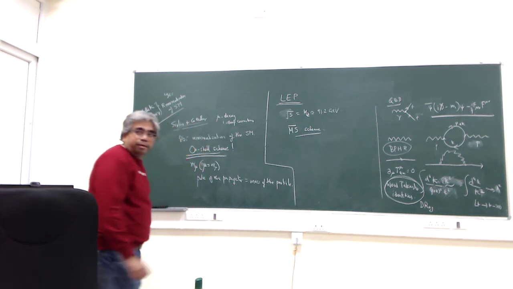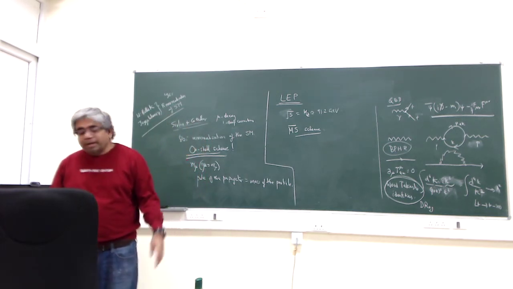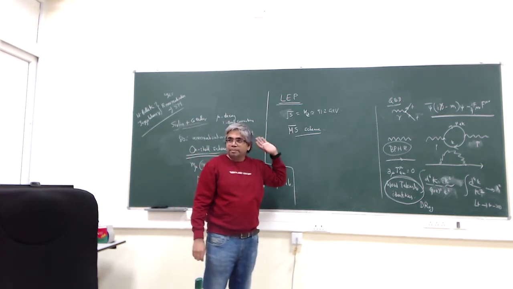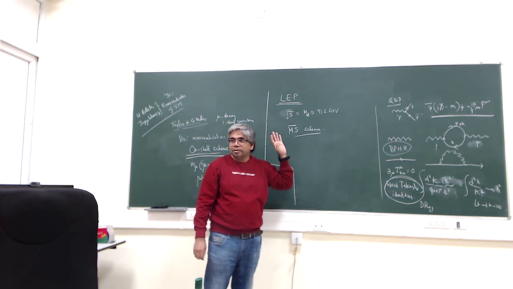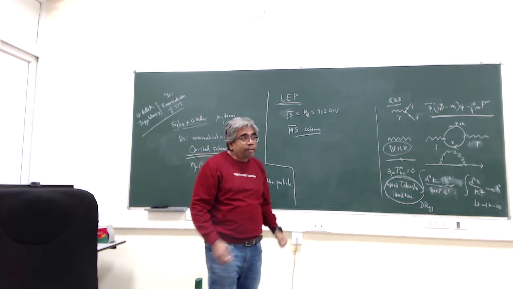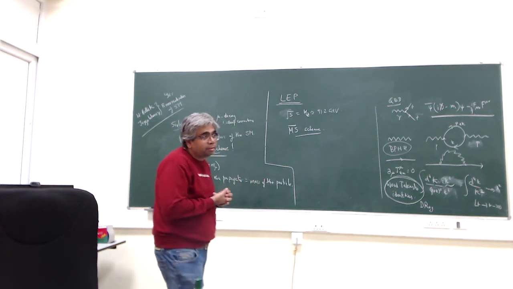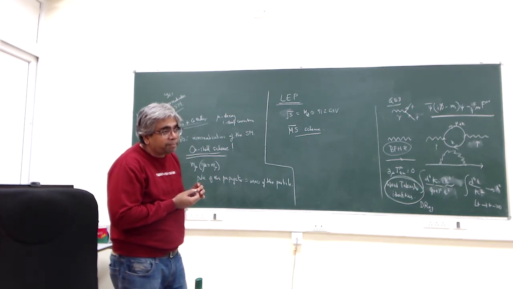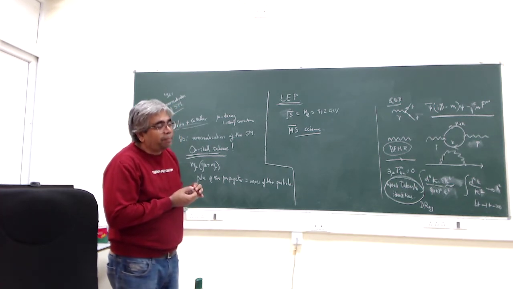Is there any preferred or conventional scheme? Now the preferred scheme is the MS bar scheme. Just take it as MS bar for all practical purposes. And here for the regularization... Pardon? I don't understand. That's the problem actually.